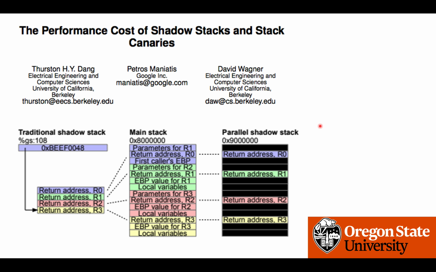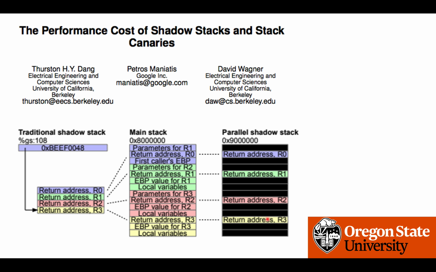I would like to introduce one paper titled "The Performance Cost of the Shadow Stacks and the Stack Canaries." This paper implements a very efficient shadow stack. Its scheme is something like this: you can regard each colored region as the stack frame of one function, and each function frame has the return address. This is the shadow stack, where we store the duplicated return address. If a buffer overflow happens in R3, say, and overwrites the return address, we can detect that because the value in the main stack differs from the shadow stack, and we raise the alarm.